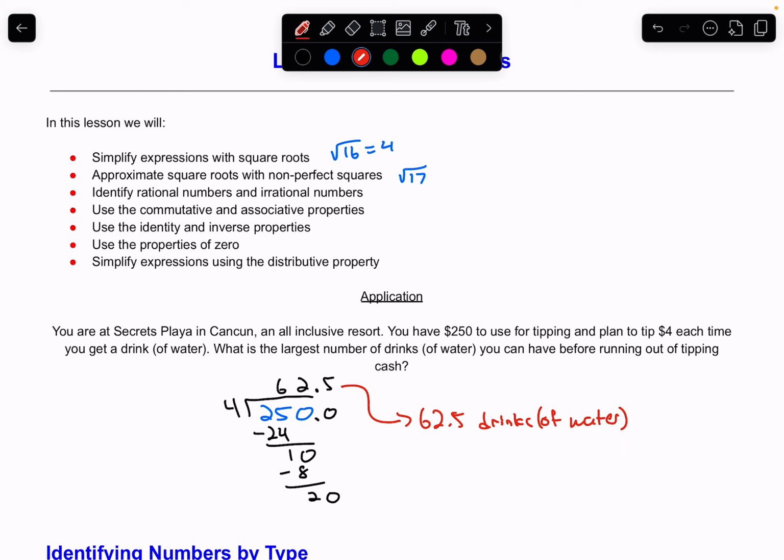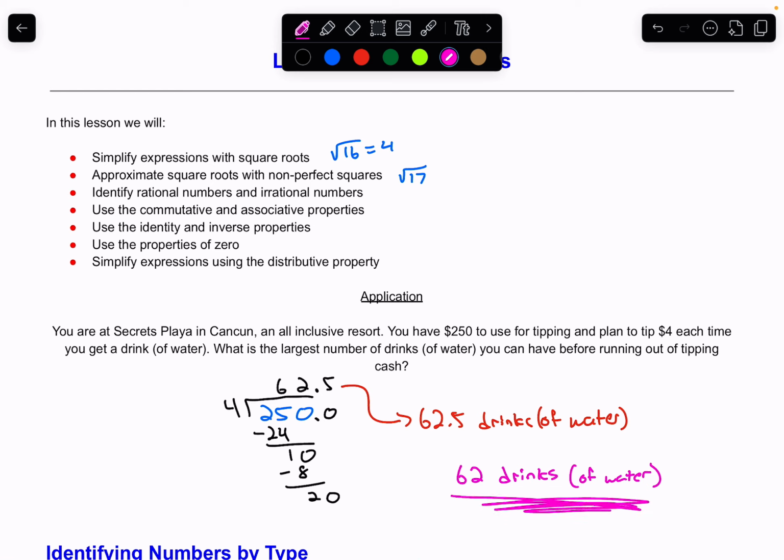Okay, but real life context. If you can get 62.5 drinks of water, that actually means you can only get 62. You're not going up and ordering half a drink in real life. That's just not how it works. So contextually speaking here, our actual answer is going to be 62 drinks of water. Because again, we need to round this one down because in order to make this make sense in real life, you're not going to go up and order half a drink.